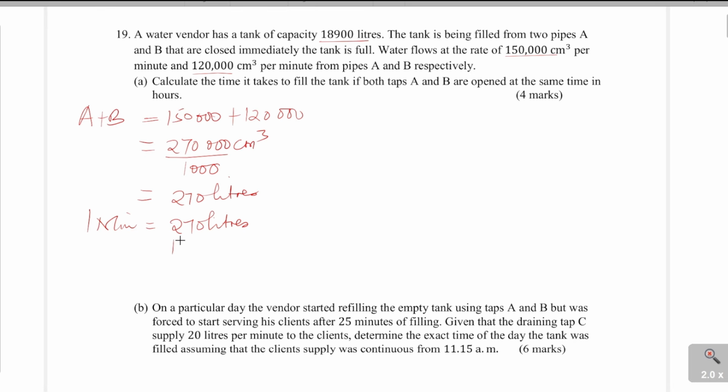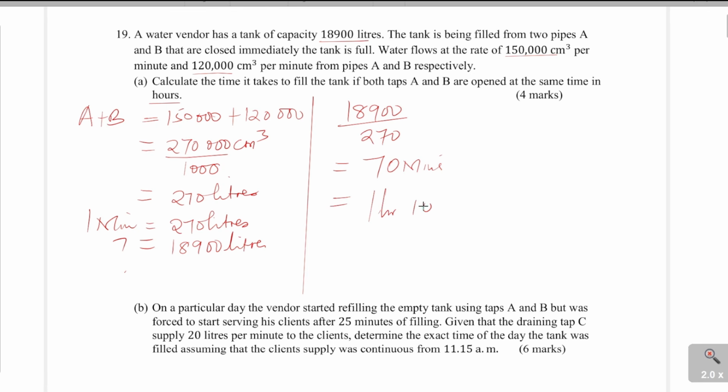So what about to fill the tank? The tank has a capacity of 18,900 liters. How long will that take? For this one, you simply need to divide 18,900 by 270. And this will give the time taken to fill the tank. This will give 70 minutes. And since you're required to give the answer in hours, 70 minutes is the same as 1 hour and 10 minutes. And this one can be written also as 1 and a sixth hours, since 10 minutes is a sixth of an hour. So that is the solution for the first part. Part B.